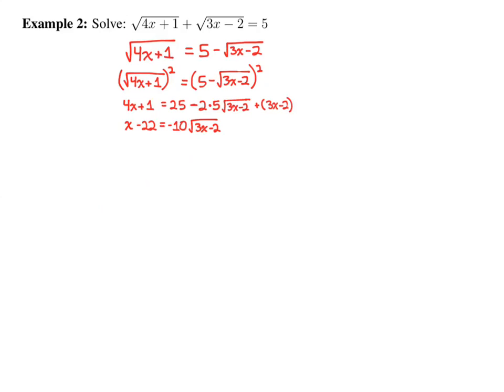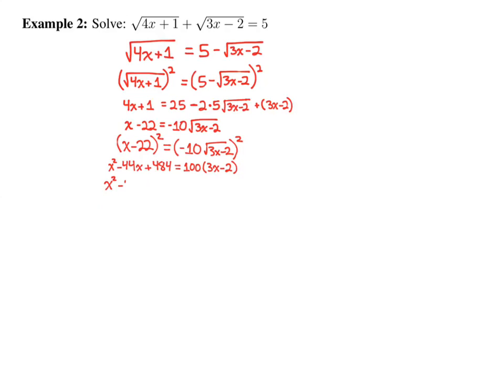Hey, I get a square again. Okay, so now if I square both sides again, on the left we have x squared minus 44x plus 484. And on the right, when we square it, the negative 10 squared is going to become 100, and then the 3x minus 2 loses its square root. So the negative 10 squared became the 100, and the square root is gone from the other part.